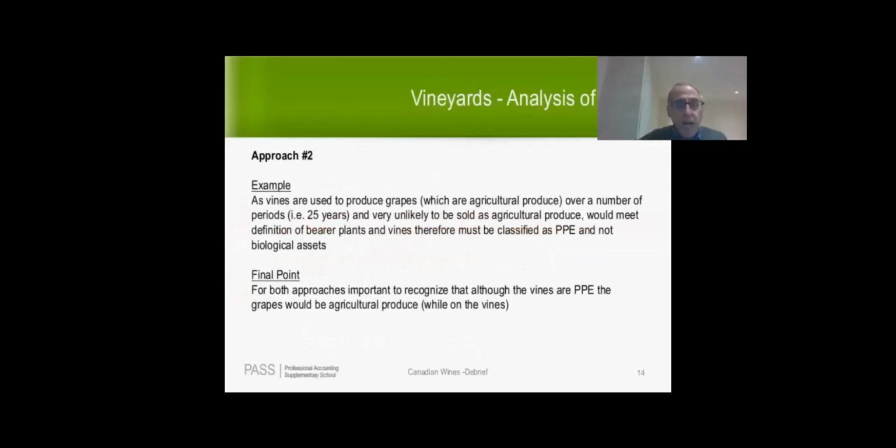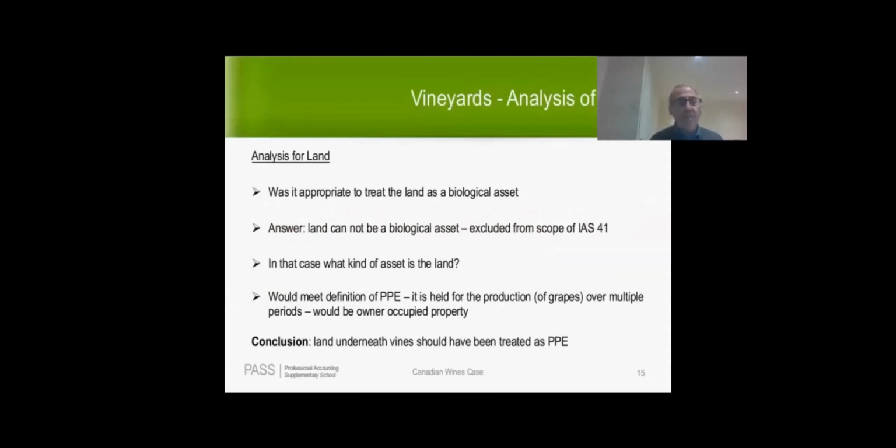For both approaches, guys, it's good to recognize that although the vines are PPE, the grapes themselves, while they're still on the vine, are agricultural produce. But this last point is not critical. Now, let's talk about the land.